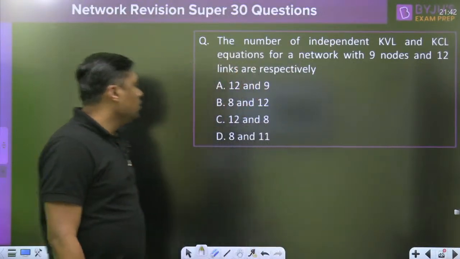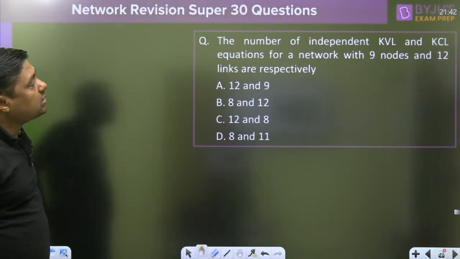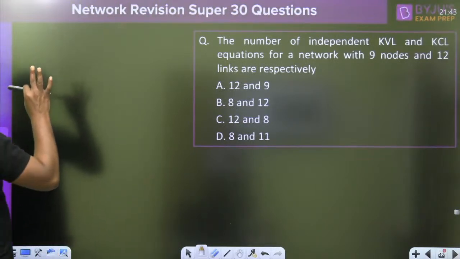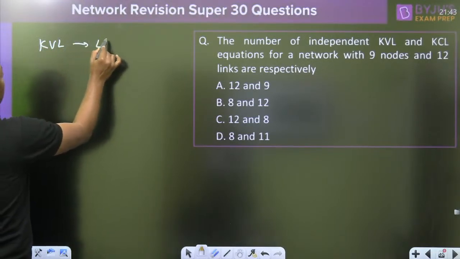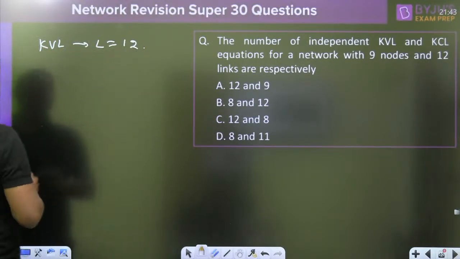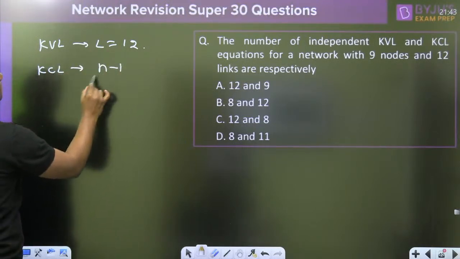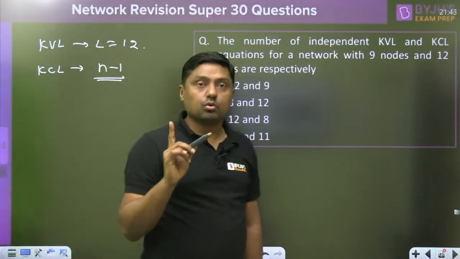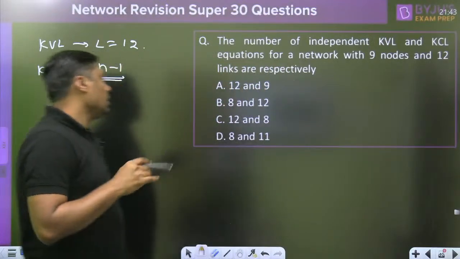Okay, so we can say the number of independent KVL and KCL equations for the network with 9 nodes and 12 links. Always, how many KVL equations are possible? The number of links. The number of links is 12. And how many KCL? KCL is always n minus 1, because one node is the reference node.